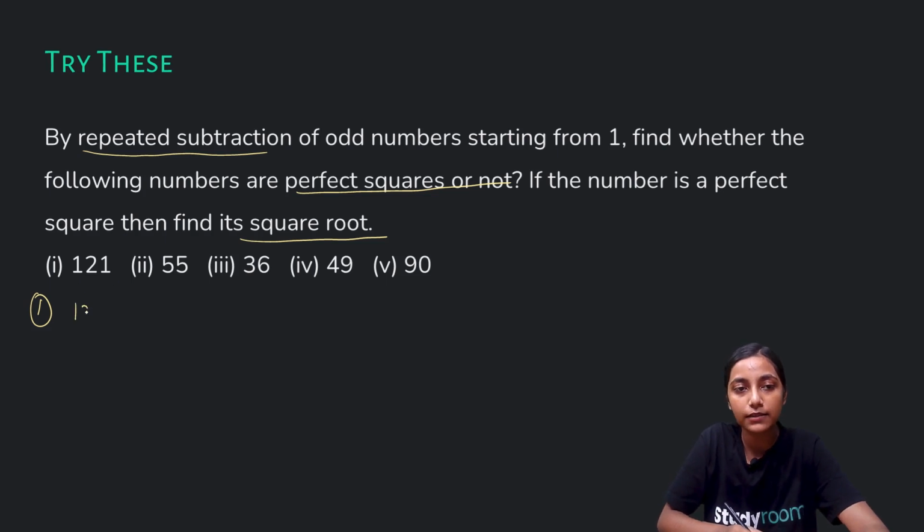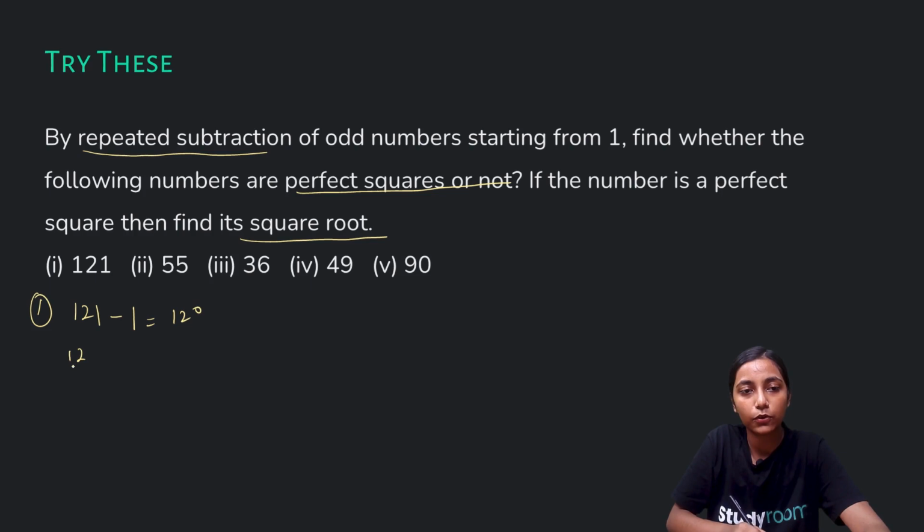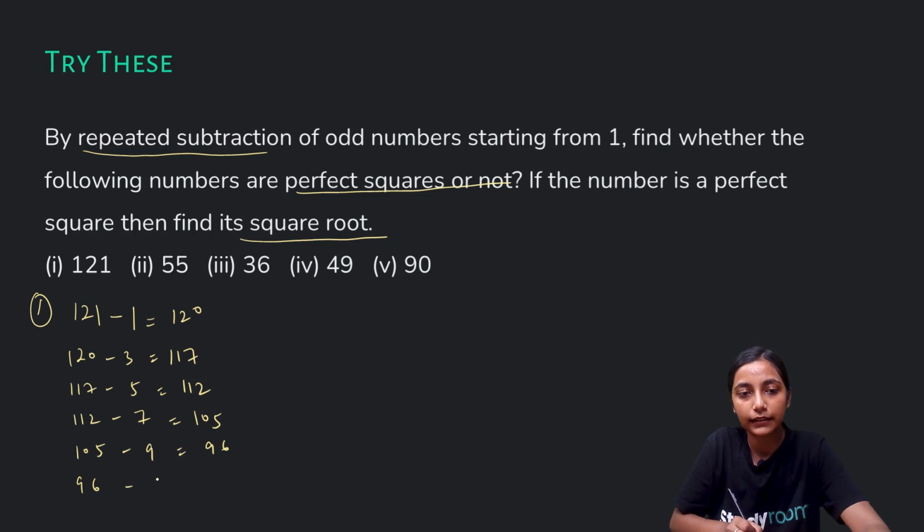I'll do the first part. First part is 121. So our first step will include subtracting numbers. 121 minus 1 gives us 120. Further 120 minus 3 gives us 117. 117 minus 5 gives us 112. 112 minus 7 gives us 105. 105 minus 9 gives us 96. 96 minus, now what are we going to subtract from here? 11 gives us 85.